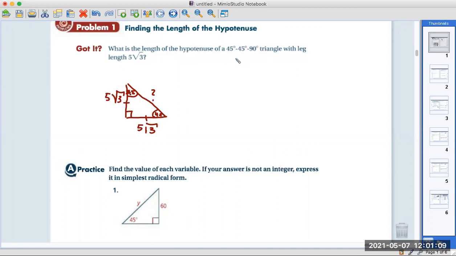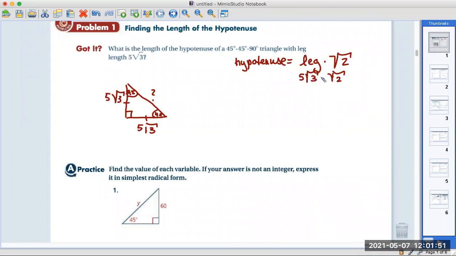Okay, so I'm going to write the sentence from the previous page. The hypotenuse equals the leg times the square root of 2. That's what I got from the previous page, that I circled, okay? So the leg is 5 times the square root of 3. So that's your leg right here. And then we multiply that times the square root of 2.